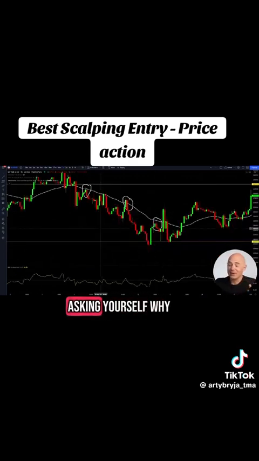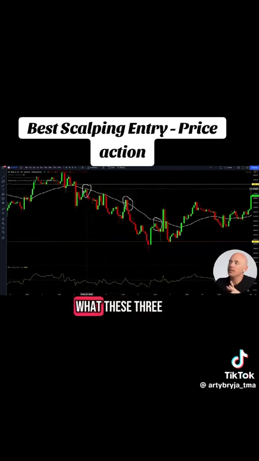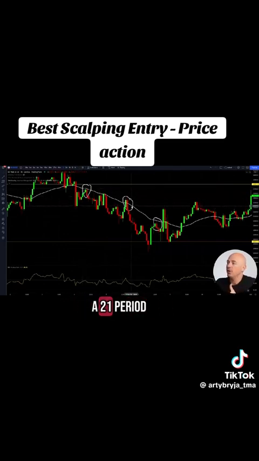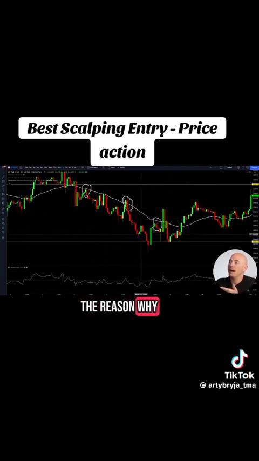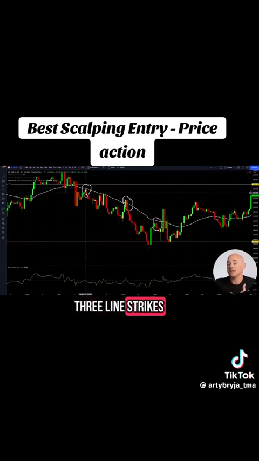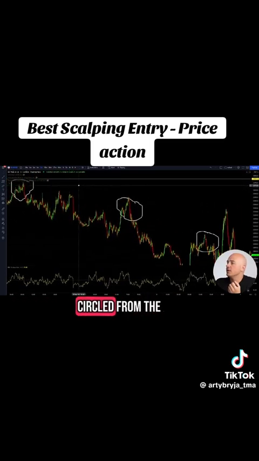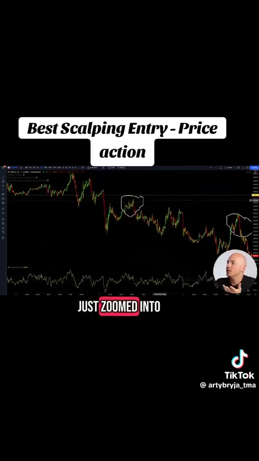Now, you may be asking yourself why I'm scalping on the 1 hour chart. I'm not. I'm just showing you what these 3-line strikes look like rejecting off of a 21 period moving average. The reason why I have it on a 1 hour chart is to show you these definitive double bottoms and double tops. So let me show you these 3-line strikes on a 5-minute chart. So these are the same areas circled from the 1 hour chart, just zoomed into the 5-minute.